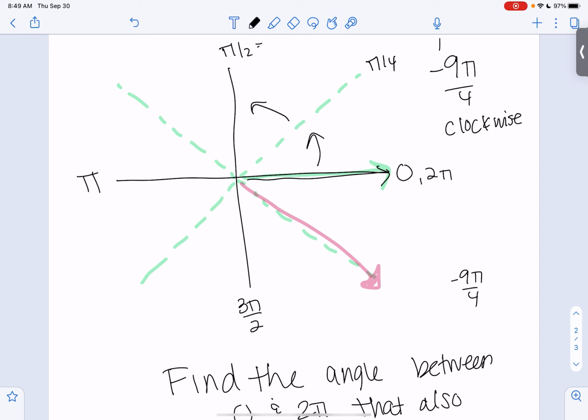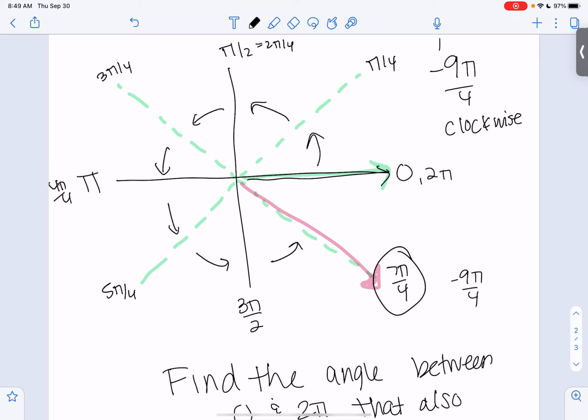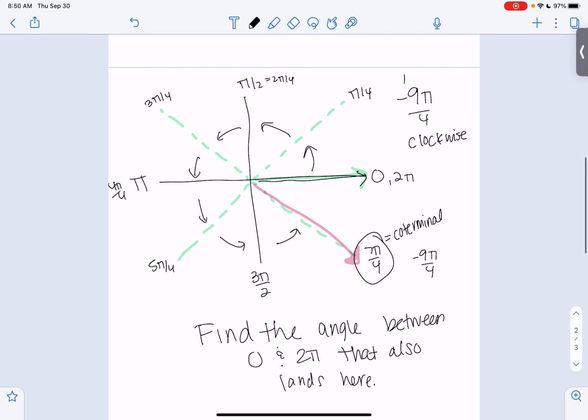Pi over 2 is 2 pi over 4. 3 pi over 4. 4 pi over 4. 5 pi over 4. 6 pi over 4. And so this angle is 7 pi over 4. So that's my coterminal angle. Really you do want to memorize this unit circle pretty well by the time you get to calculus. Although that first method is, I think, a little bit easier because there's structure to it, this method is really going to help you memorize this unit circle and master it for calculus.